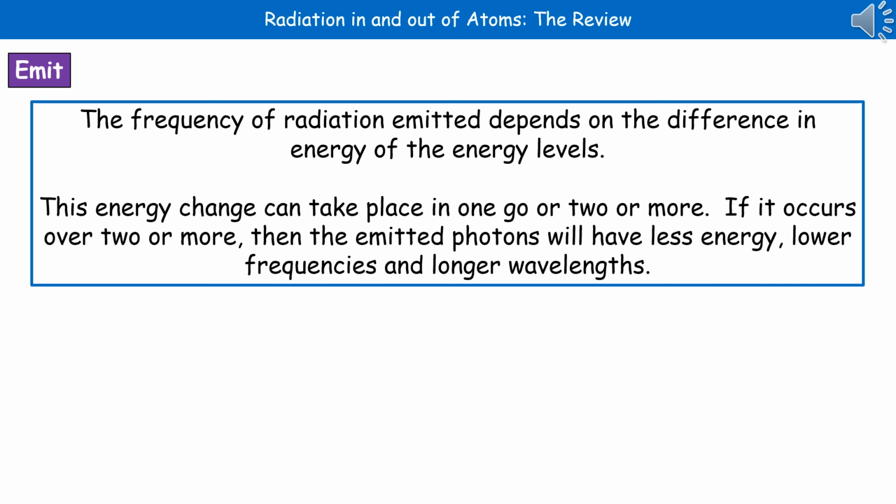The frequency of the radiation that's emitted is going to depend on the difference in energy of the energy levels they're moving between. It's not a case of it having to drop in one complete move from wherever it's been excited back to its original energy level. It can take place in several little steps. If it occurs over two or more stages, then the photons being emitted will have less energy, lower frequencies and longer wavelengths than if it were to do it in one go.